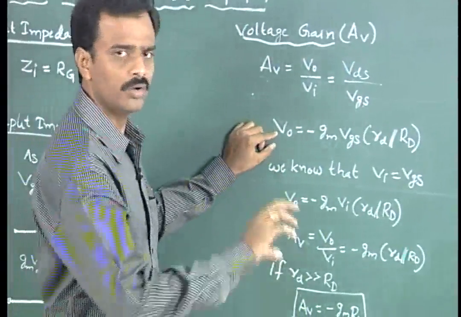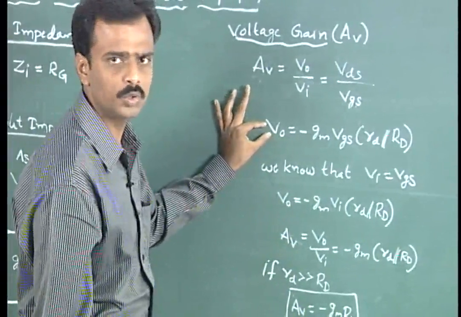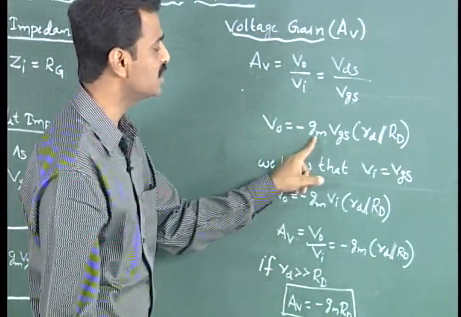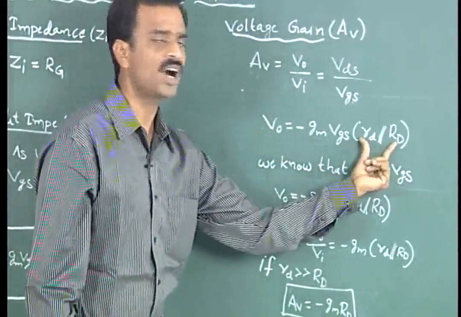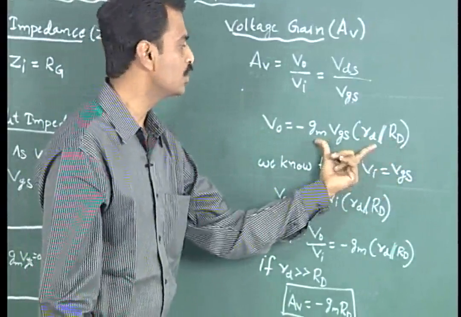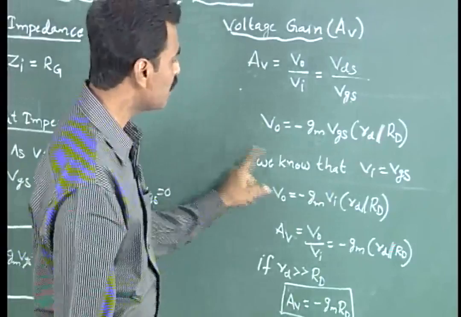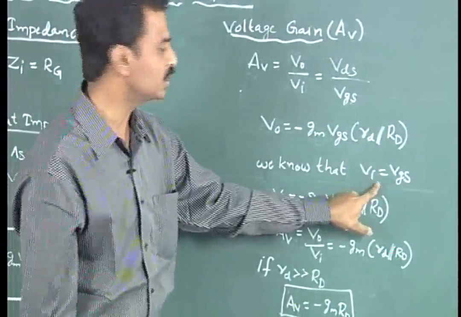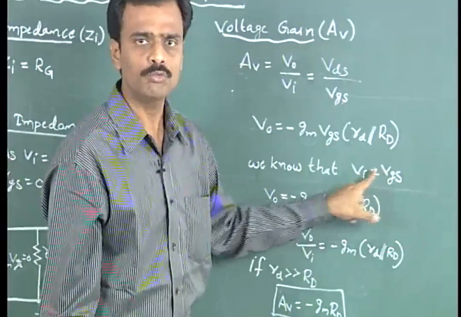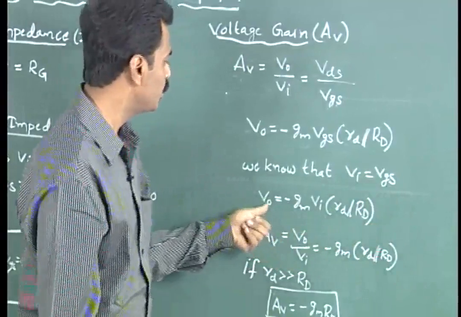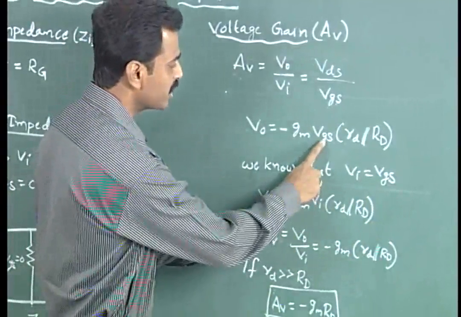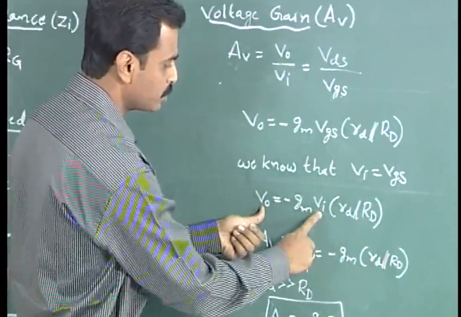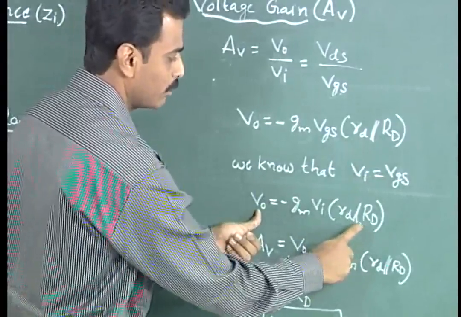Coming to V0, to calculate the output voltage of the circuit, just apply the loop equation for the output circuit. We will get V0 is equal to minus gm VGS into RD parallel with the RD. So this gives the output voltage. Now, Vi is whatever input voltage we are applying to the circuit, which is the voltage between the gate and source. So Vi is equal to VGS. Replacing VGS by Vi, V0 will be equal to minus gm Vi into RD parallel with the RD.